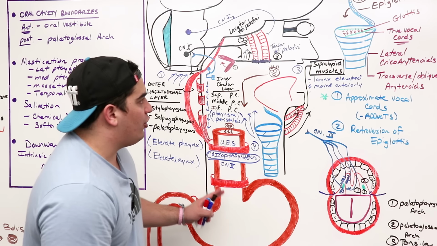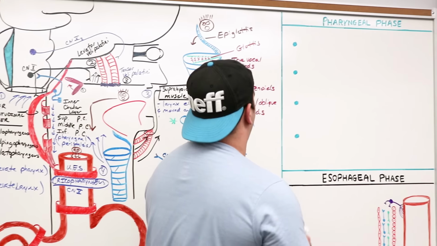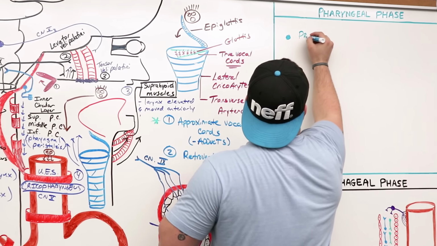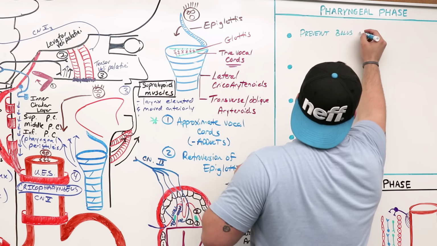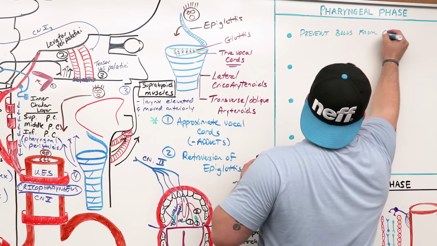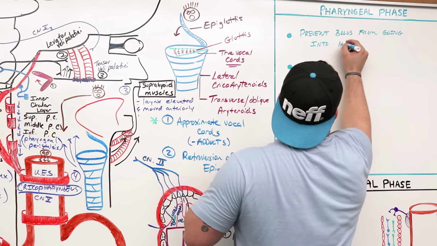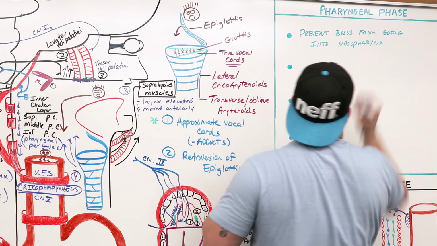Okay, so now what we need to do is blow through this really quick and describe what we just said in the most basic terms. So what do we want to do here first? Prevent bolus from going into the nasopharynx. That was the big thing. We don't want that, okay?